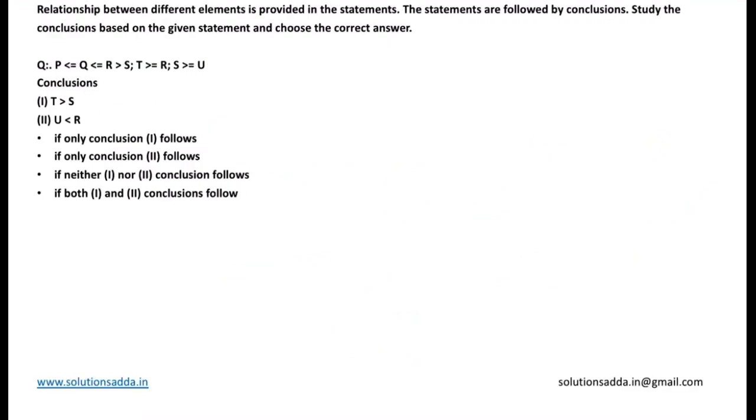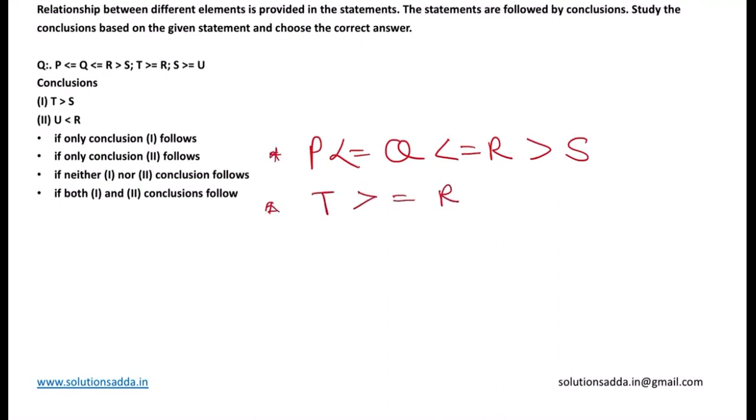This is a question from logical reasoning. Here we are given a statement where the relationship between different elements is given, and the statement is followed by two conclusions, and we need to figure out which of the conclusions follows from the statement. So the statement given to us is P less than equal to Q less than equal to R greater than S. This is the first statement. Second is T greater than equal to R. And third statement is S greater than equal to U.